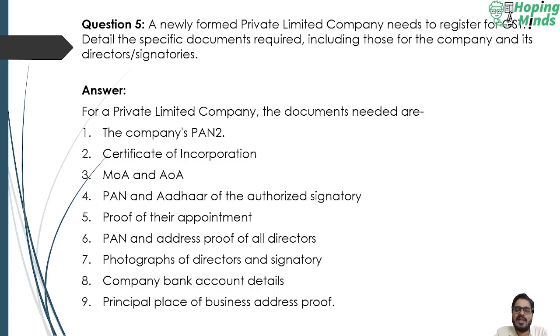Then company bank account details. These details can be furnished after the registration is obtained, but within 30 days from the effective date of registration. Then principal place of business address proof. It is a very important document wherein a rent agreement or a no objection certificate or a consent letter along with utility bills like electricity bill or holding tax receipt are to be furnished. So these are the list of documents that are required to be submitted at the time of filing application for new registration for a private limited company.